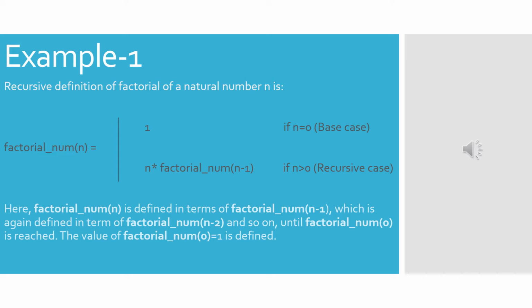So here we have considered a function factorial num, and the base case and recursive case for this function is given. Here factorial num n is defined in terms of factorial num n minus 1, which is again defined in terms of factorial num n minus 2 and so on, until factorial num 0 is reached. The value of factorial num 0 is defined in the base case.